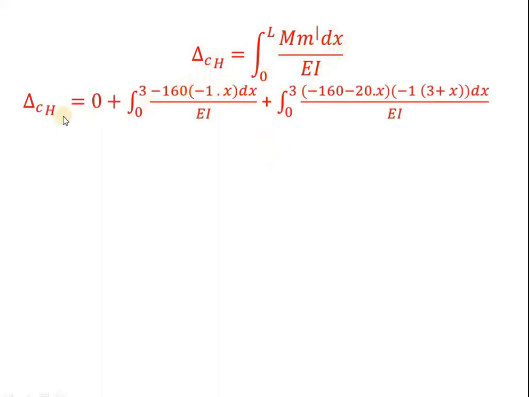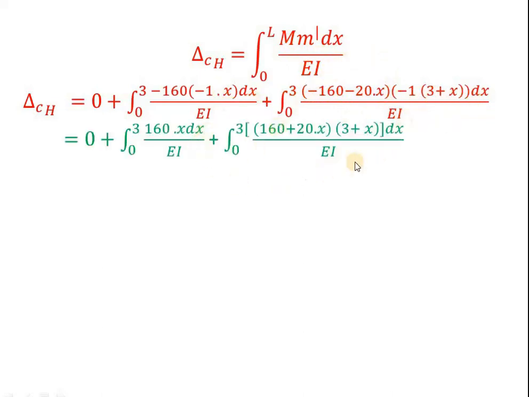Here capital M for the first portion, M dash is 0, so this I will put as 0. Second portion, M is minus 160, M dash, that is the bending moment in the portion due to unit horizontal load, will be minus 1 into x. Next, for the third portion, M is minus 160 minus 20x. M dash is minus 1 into bracket 3 plus x. Further, if you simplify that, you will get 160 into x, and if you remove the minus sign, it will become 160 plus 20x into 3 plus x.